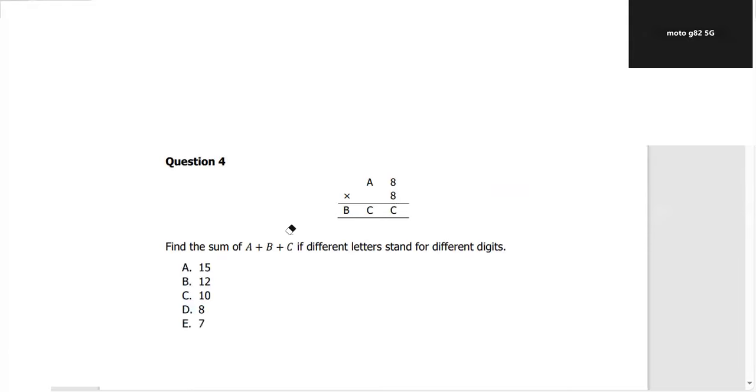Now question number 4. A8 into 8 is BCC. Now, whenever you're doing a cryptogram kind of question, always see whether the digits can be repeated, whether the same alphabet stands for the same digit or different digits. Here, they've clearly said that different letters stand for different digits. Now, how many digits do we have? There are 10 digits, and all the numbers that we are making are out of these 10 digits. Out of that, 8 is already taken, and it cannot be a 0. So 0 is also not there. So we have these digits to choose from.